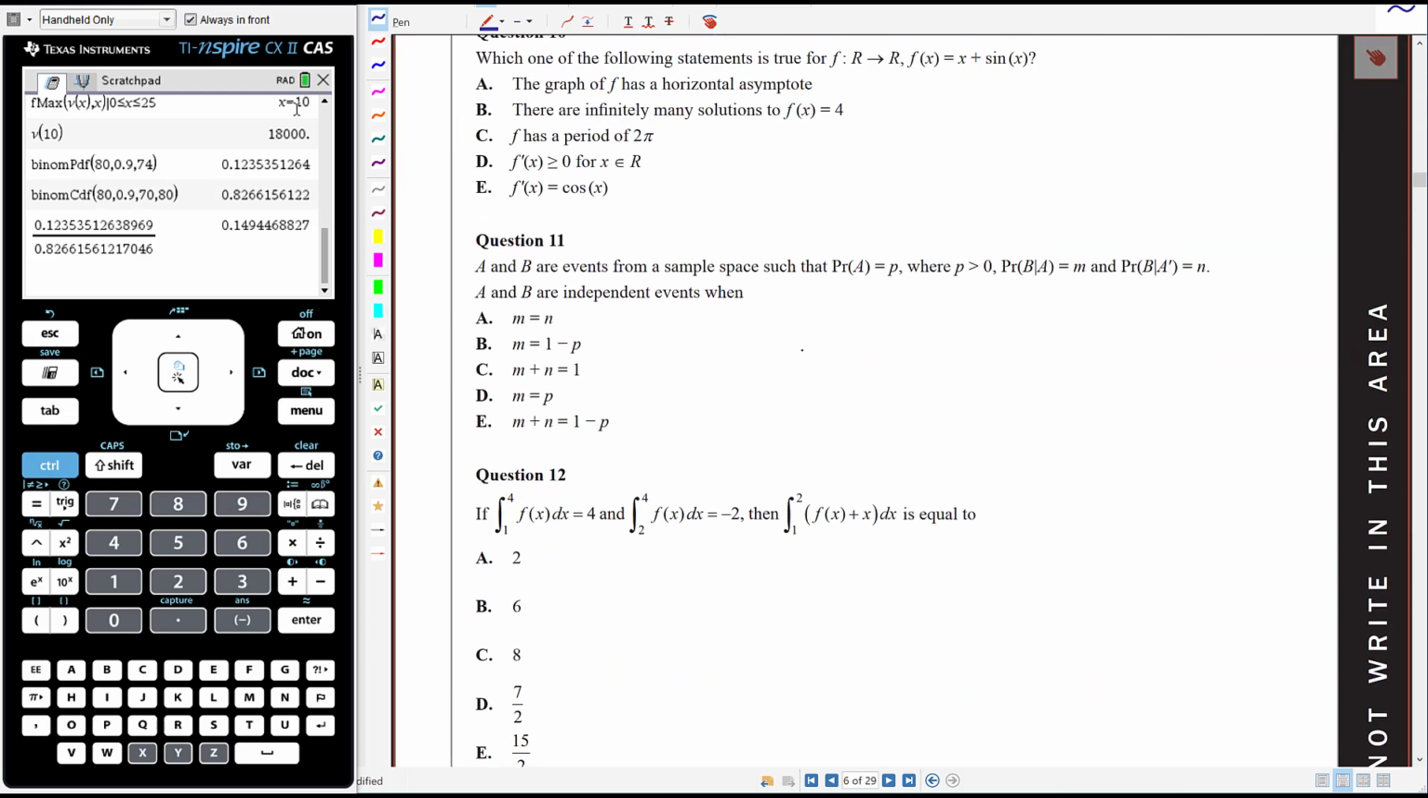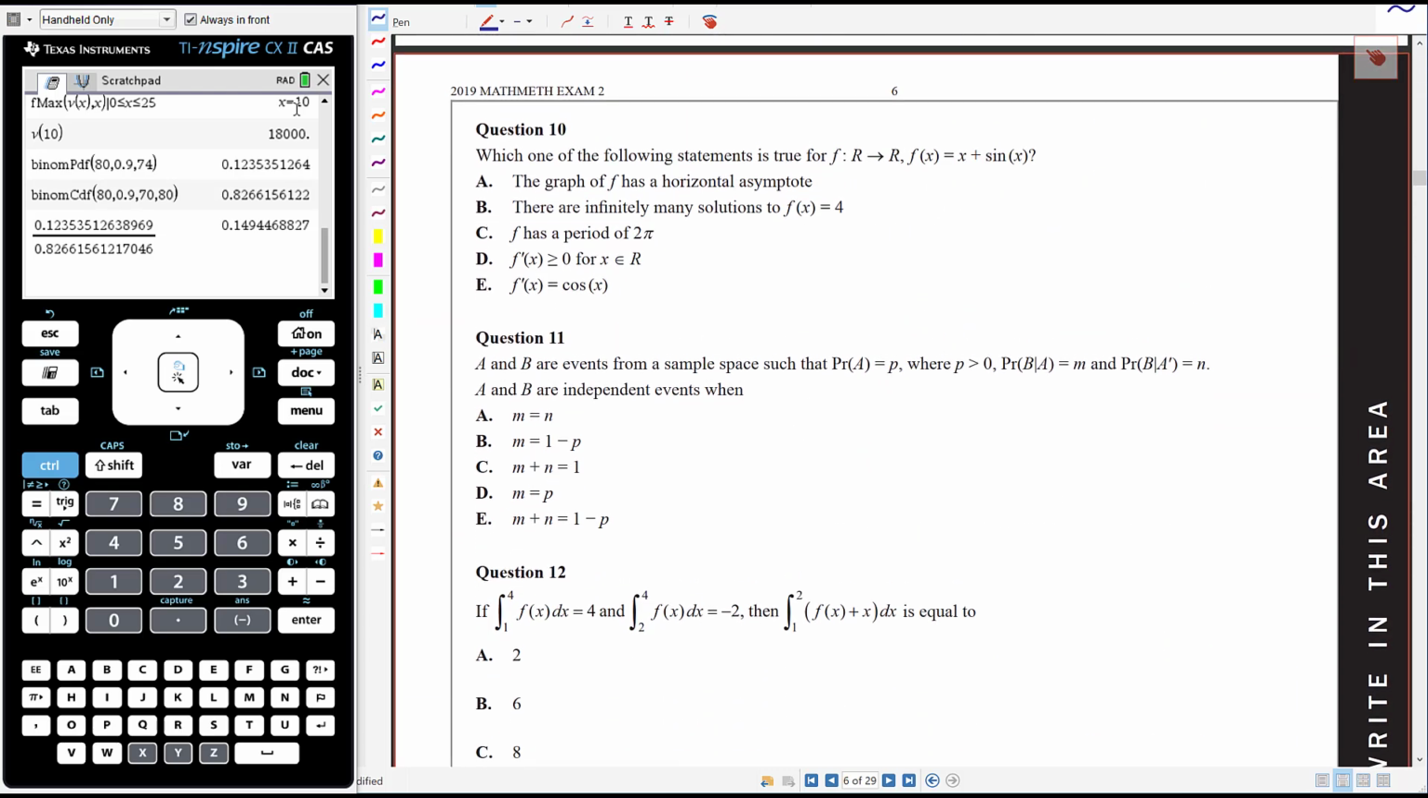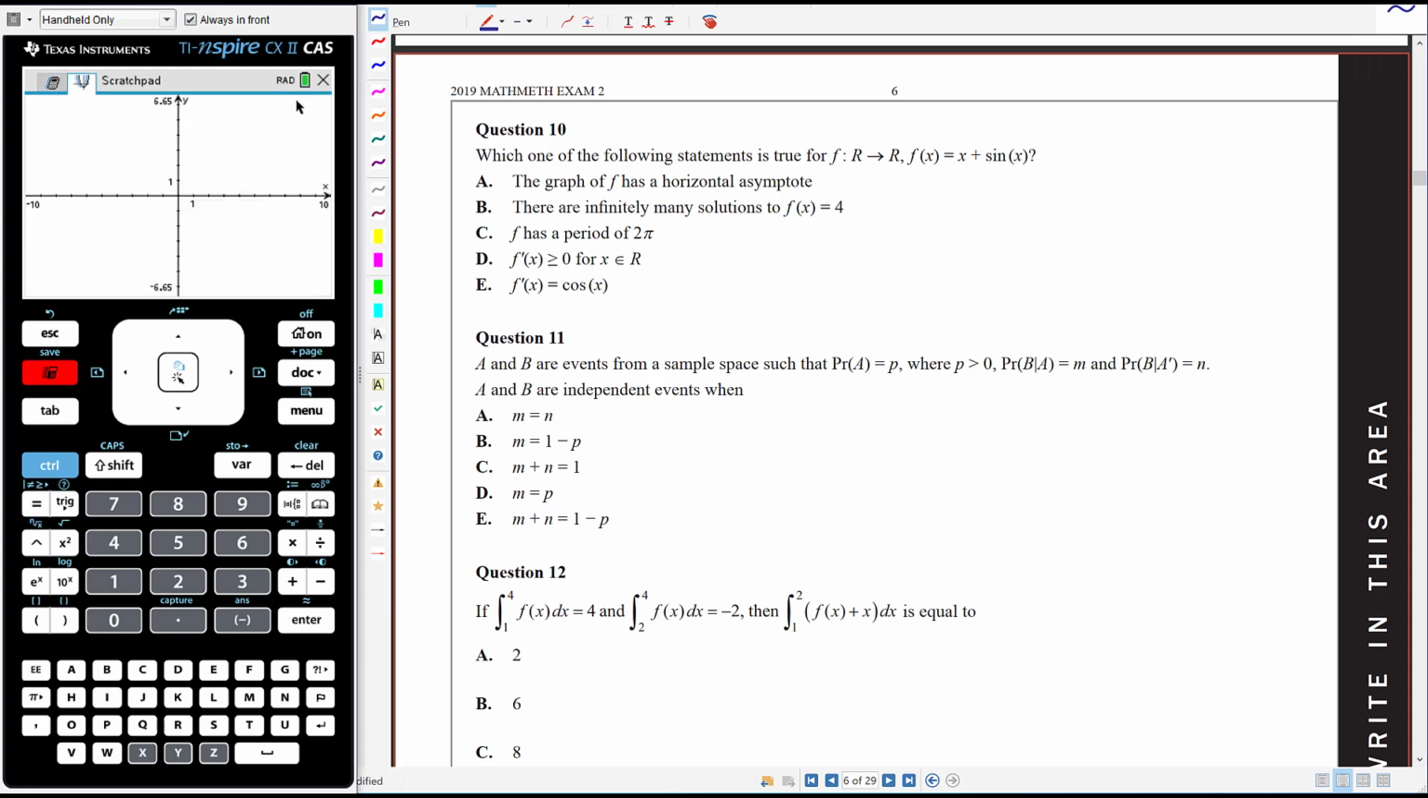Okay, question 10. Which of the following statements is true for f of x equals x plus sine of x? Okay, so we might want to have a look at this just to see what's going on here, because it's asking us a lot about the graph and various things. It may not be a function you're particularly familiar with. You would need to sort of use addition of ordinates to think through what that looks like. So let's draw it on our CAS and have a look.